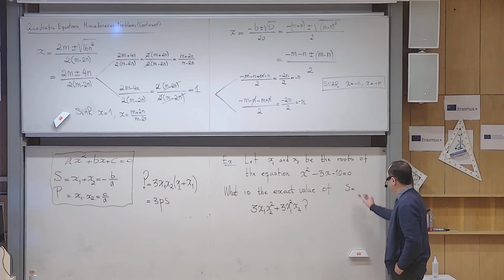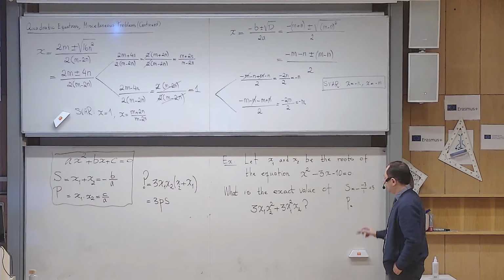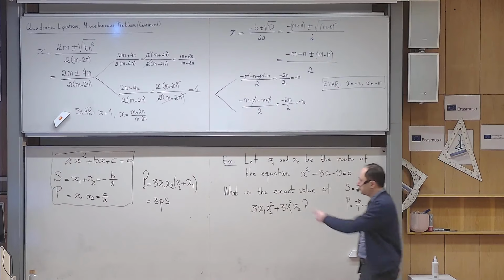Minus B, minus minus 3 over 1. What is that? Positive 3. It's just 3. Can you read P for me? It is C over A. What is C? Negative 30. Then total, negative 30 over 1, which is negative 30.